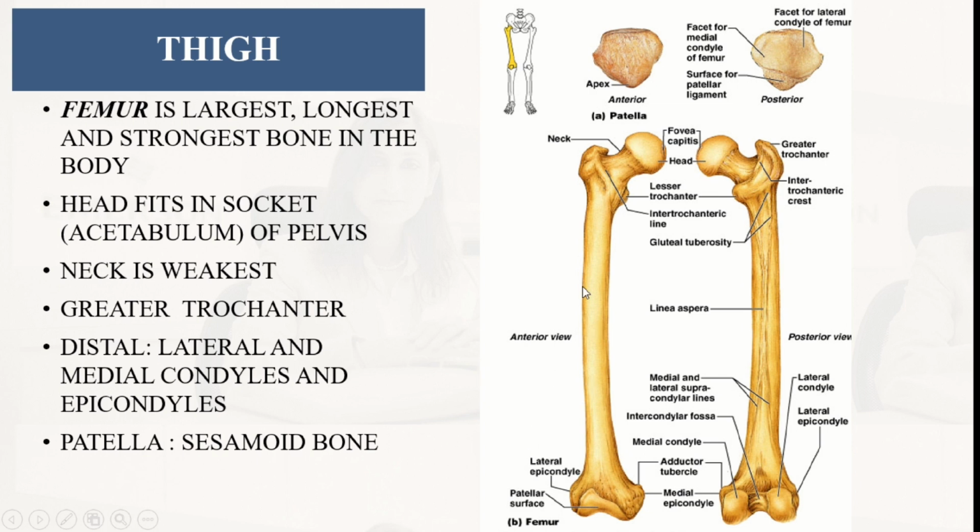This is the femur, and this is the structure anteriorly and posteriorly: the head, the neck, the lesser trochanter, the greater trochanter, the intertrochanteric crest, and the intertrochanteric line here. Then you have the gluteal tuberosity, the linea aspera, the lateral epicondyle, the patellar surface on this side, and the medial epicondyle here. And these are the medial and lateral supracondylar lines.